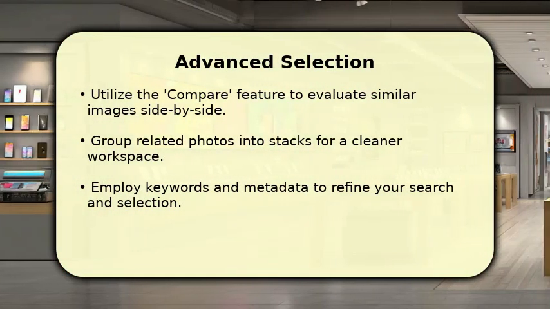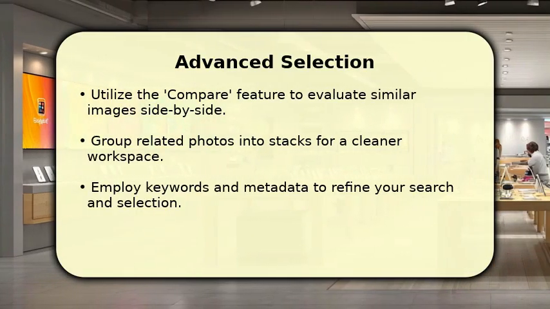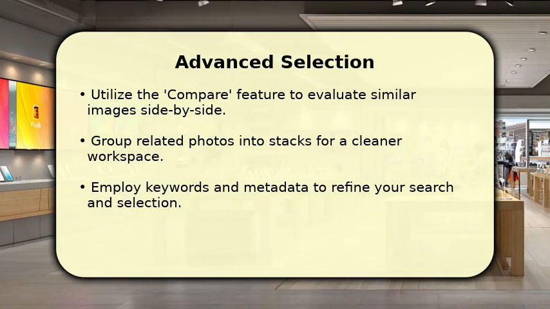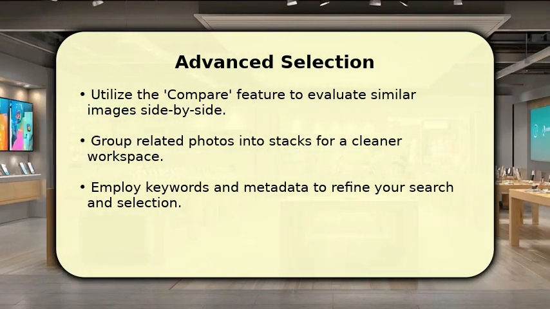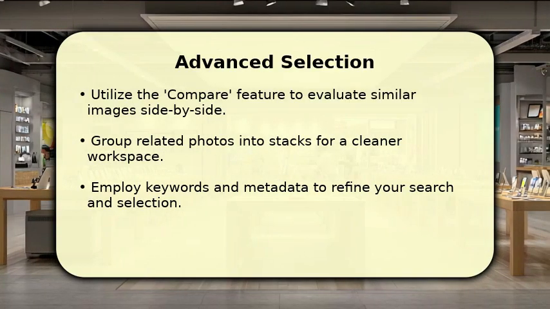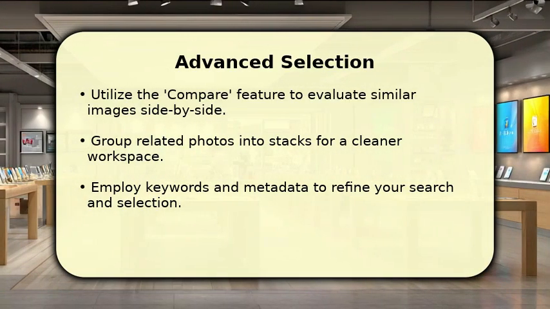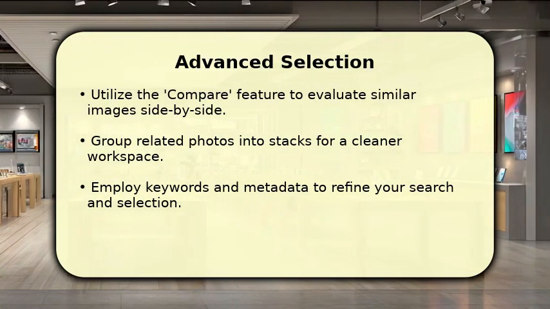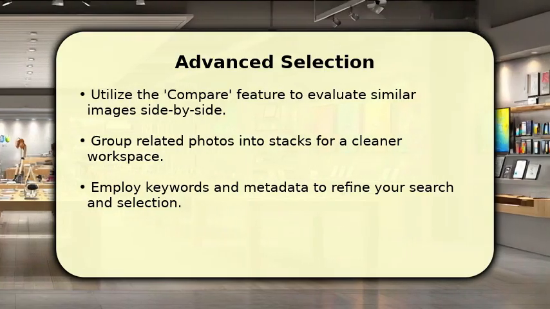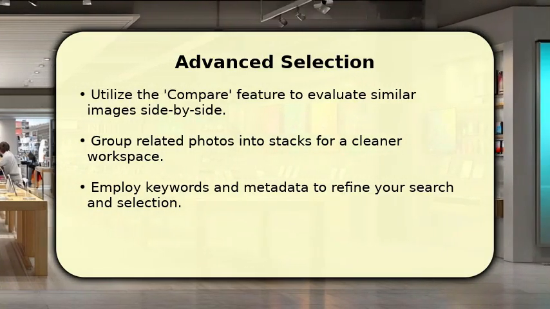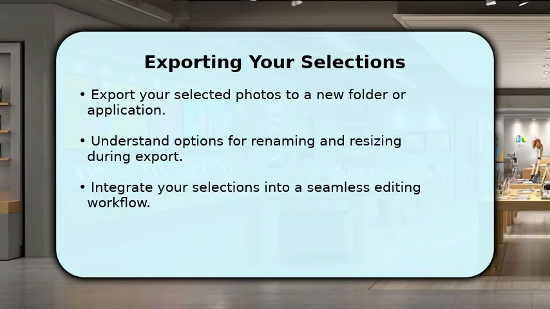For more precise selection, Adobe Bridge offers powerful advanced features. Utilize the Compare mode to view 2 or more similar images side by side, making it easier to pick the strongest one. You can also group related photos into stacks to keep your workspace tidy, especially when dealing with many bracketed shots or bursts. Furthermore, leverage keywords and other metadata to perform highly specific searches, ensuring you find exactly what you need. After making your final selections, you'll want to export them for further use.